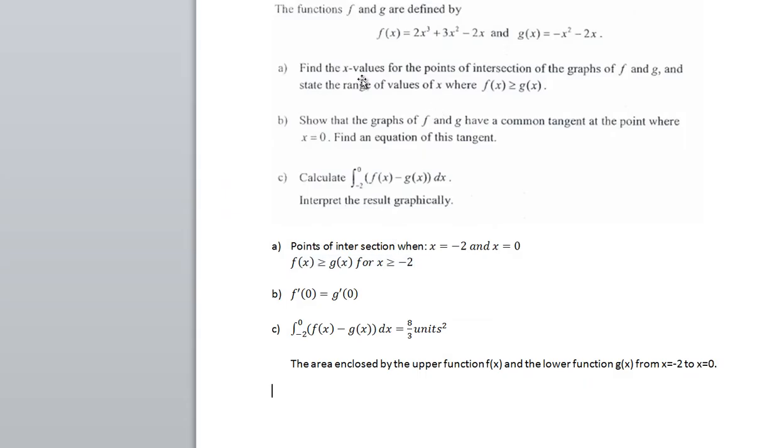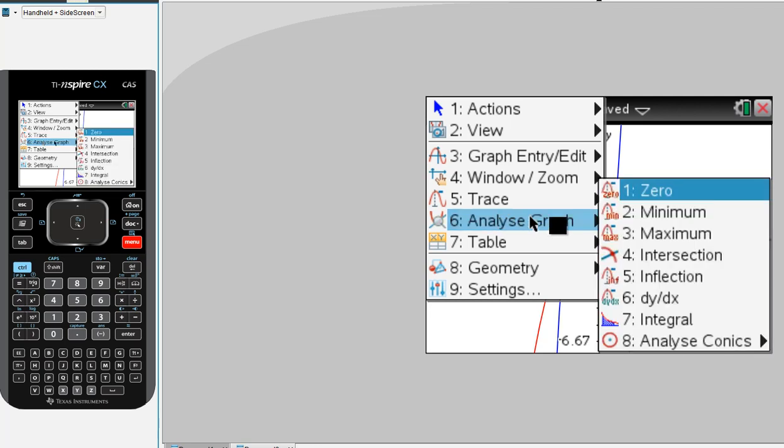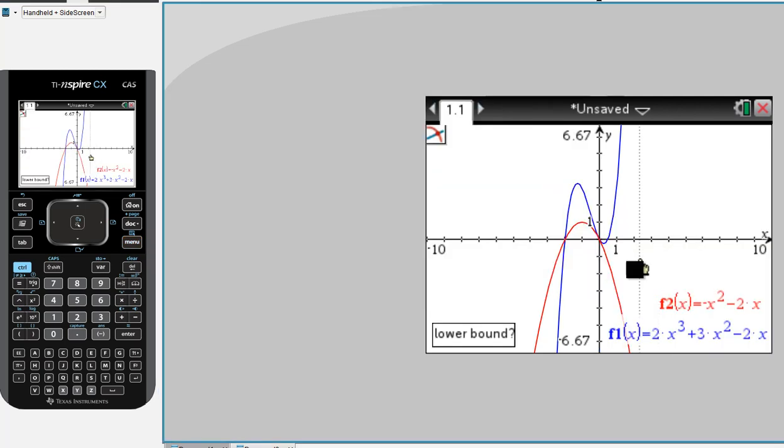Okay. Find the x values for the points of intersection of the graphs of f and g and state the range of values of x where this is true. So let's start to find the intersections of the two graphs, okay? So intersection, of course, we go into the menu, analyze graph, and then for intersection. Let's go a little bit to the left and then a little bit to the right. Here we have an intersection. I'll just place the coordinates up here. So minus 2 and 0, so the x value is going to be minus 2.